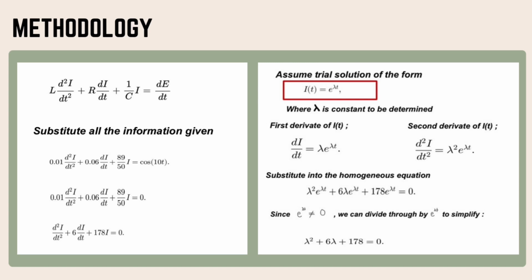i equal to 0. To solve this equation, we assume a trial solution of the form i(t) equal to e to the power of lambda t, where lambda is a constant that will be determined. So the first derivative of i(t) is di over dt equal to lambda e to the power of lambda t, and then the second derivative of i(t) is d squared i over dt squared equal to lambda squared e to the power of lambda t.